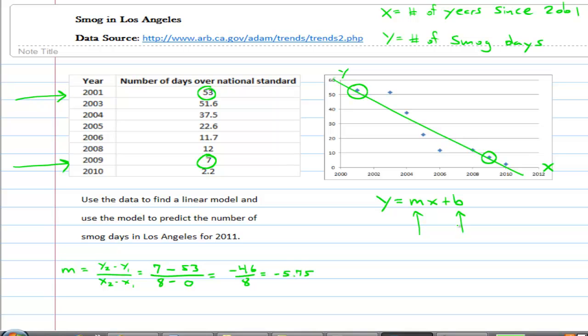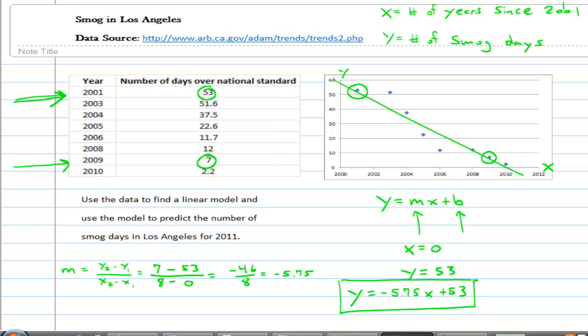Now, the y-intercept we find the same way we always do, by letting x equal 0. If x is equal to 0, that means the number of years since 2001 is 0. And so that's going to correspond to our first ordered pair right here. The number of smog days in 2001 was 53. And so when x is equal to 0, y is equal to 53. So now that we have the y-intercept, we can write the equation of our line. y equals negative 5.75x plus 53. Okay, so that's the equation of our line, and that's our linear model.